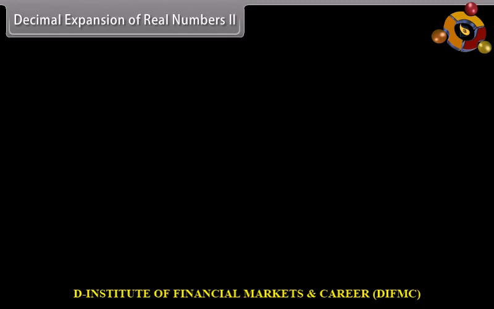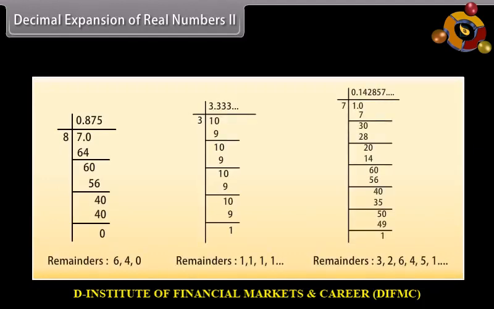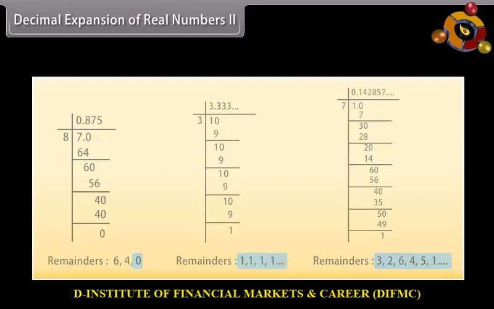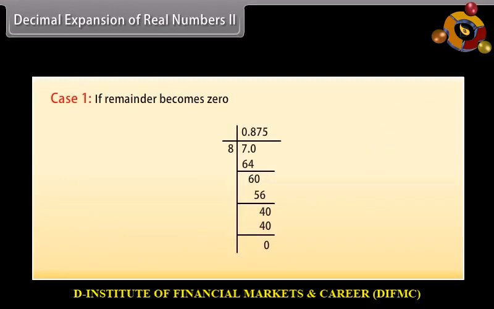Decimal expansion of real numbers. Did you notice something here in all these examples? Notice that here the remainder either becomes 0 after a certain stage or starts repeating itself. Let us go through these cases one by one. Case 1 is, if the remainder becomes 0, then the decimal expansion ends after a finite number of steps.